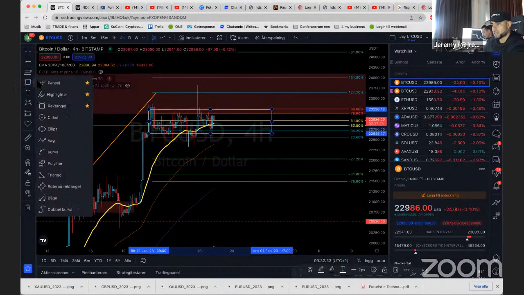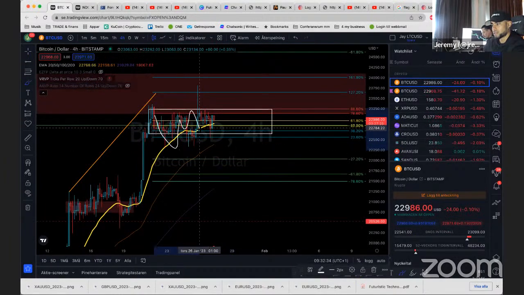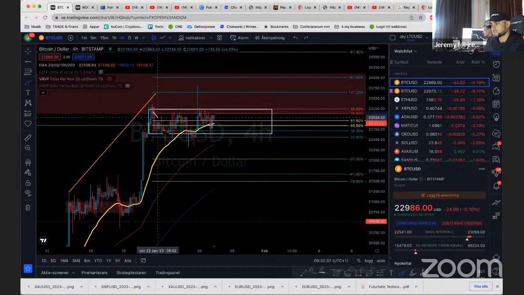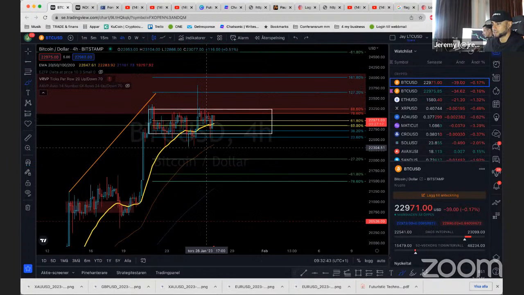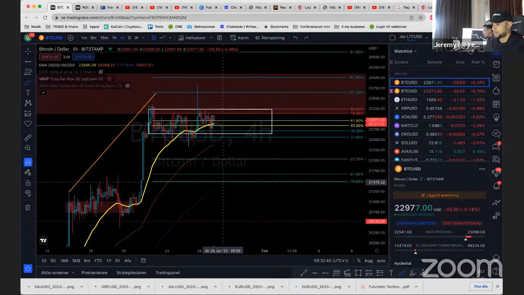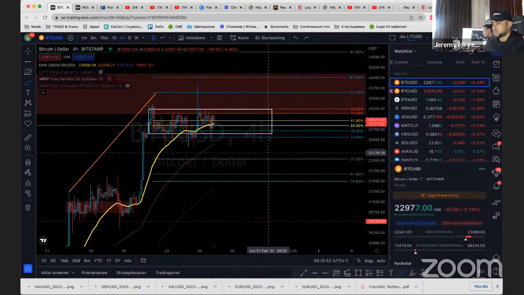The market has just been ranging inside here, and was trying to break out, but didn't happen. We got a lot of wicks to both sides, but no real breakouts.